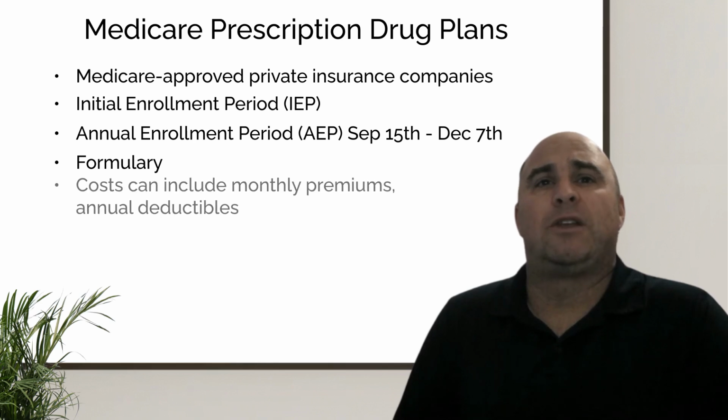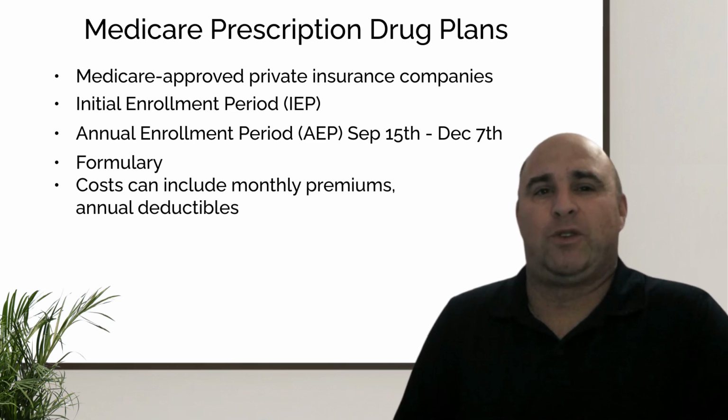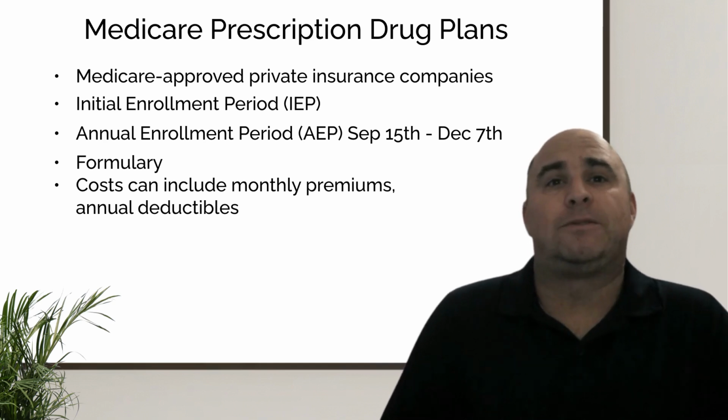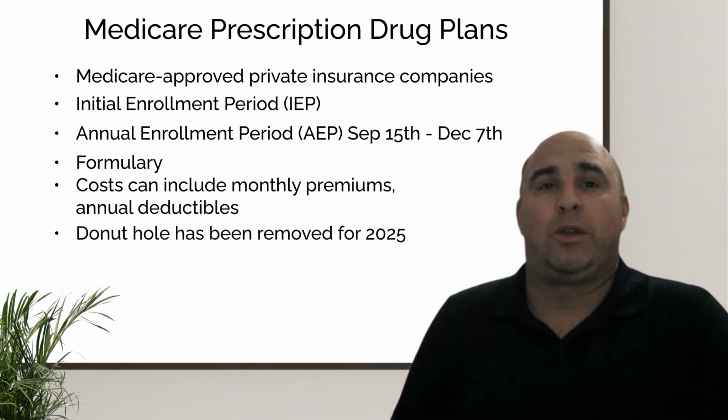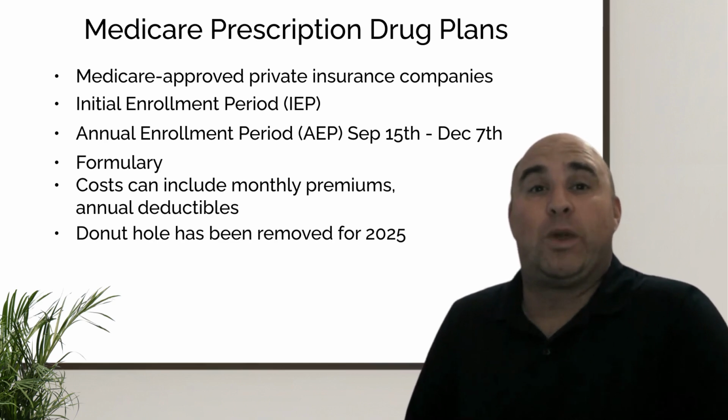Costs. Costs can include monthly premiums, annual deductibles, and co-payments or co-insurance for each prescription. The exact costs vary depending on the specific plan you choose. You may have heard of the donut hole. The coverage gap has been removed for 2025.